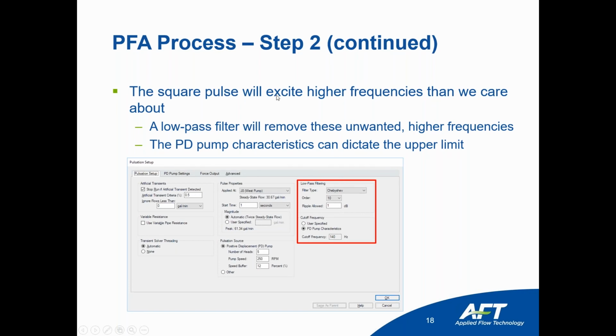So first part is we're in this pulsation setup menu, and we're going to specify where we're going to apply it. As I said, we're going to apply it in junction 8, and the system will automatically calculate it for you twice the steady state flow. And if you want to specify yourself, you would check on this.